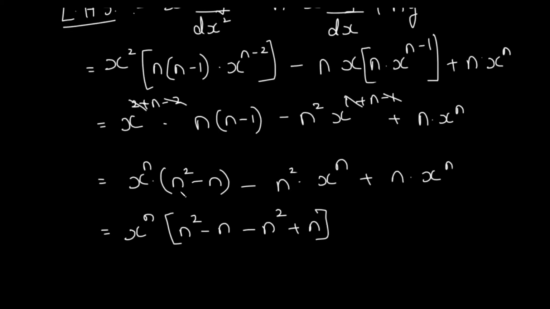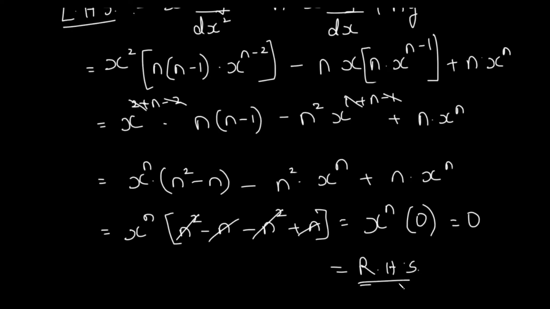Okay, so over here we have n square minus n, this term minus this term, n square plus this n term. You can observe that everything goes away. n square minus n square is 0, and minus n plus n is also 0. So we are getting x raised to n into 0, which is 0, and which is the RHS. The RHS was 0 for the differential equation.